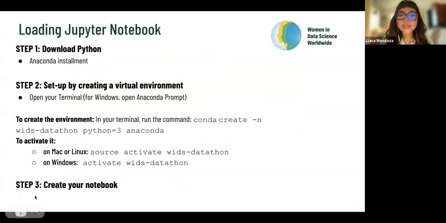Okay. To start, of course, we need to load our data sets and to prepare the program or medium in which we will work with our code. So now we're going to do a quick overview of loading a Jupyter notebook.